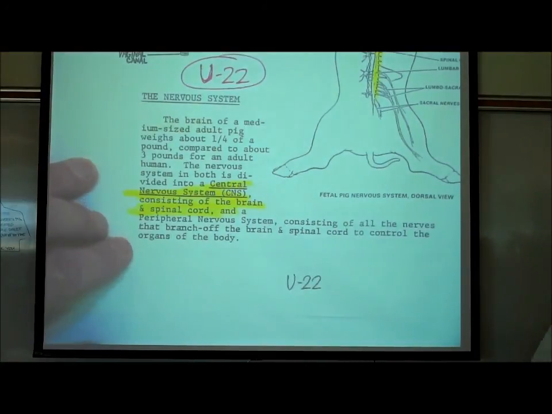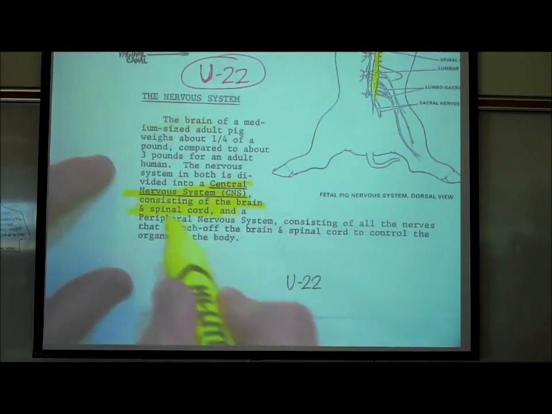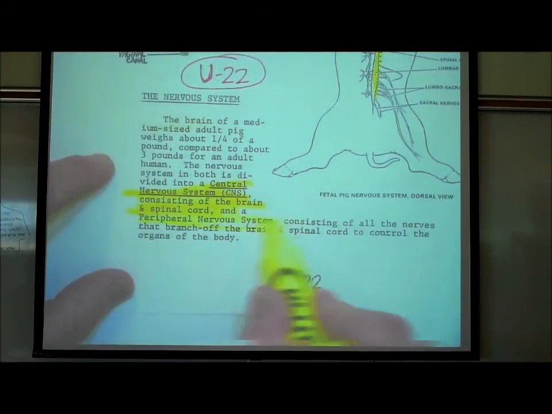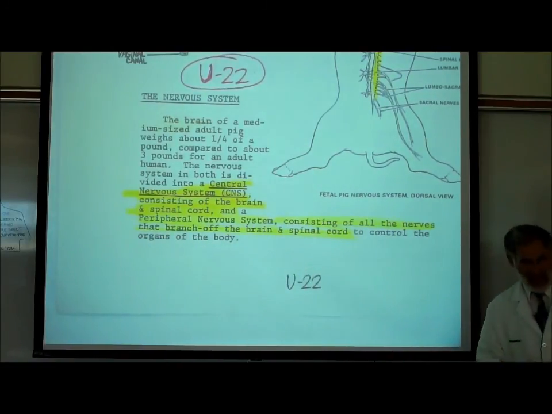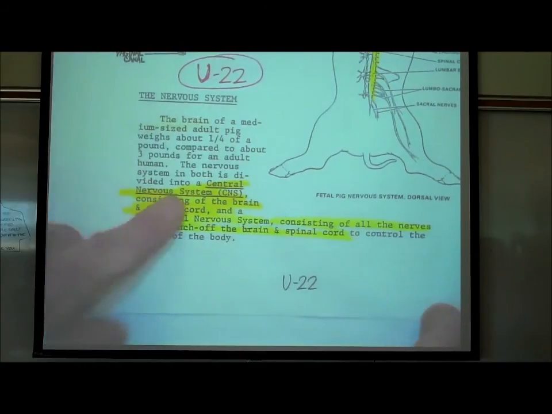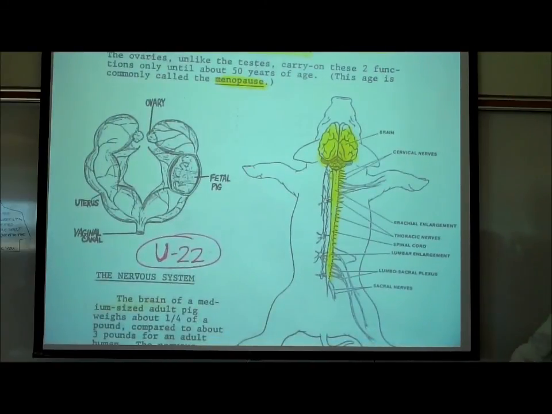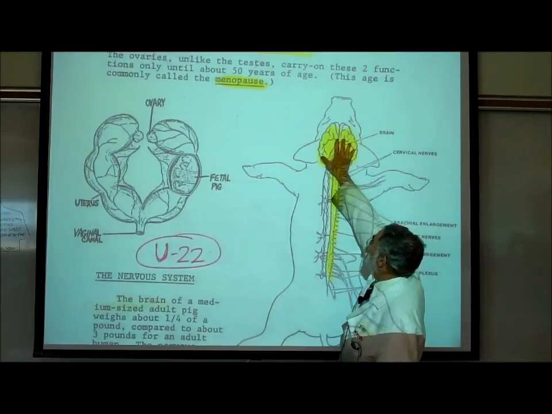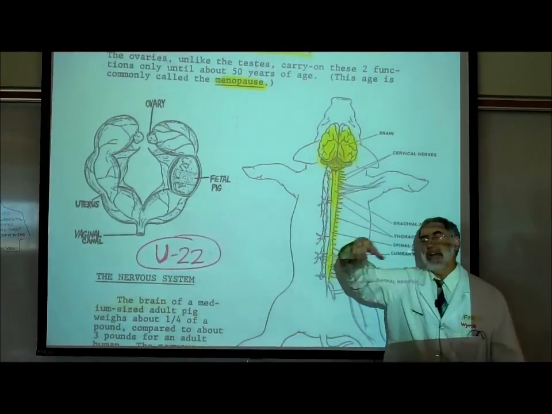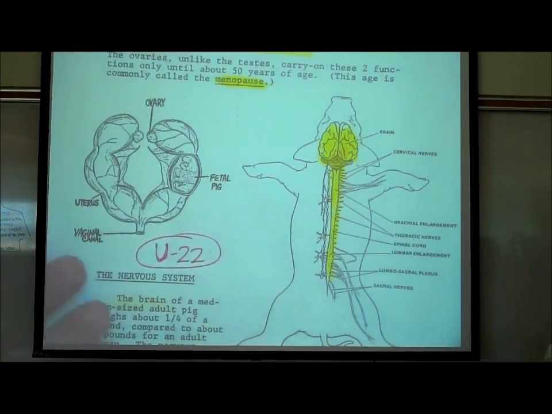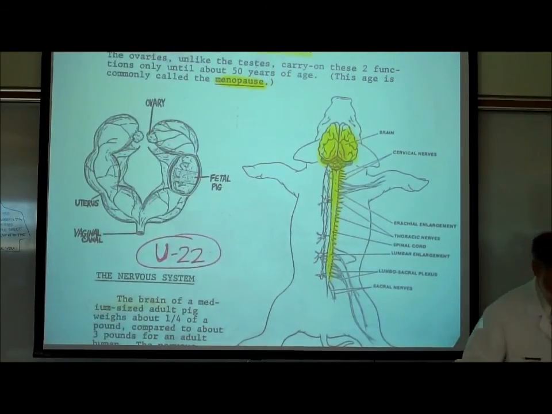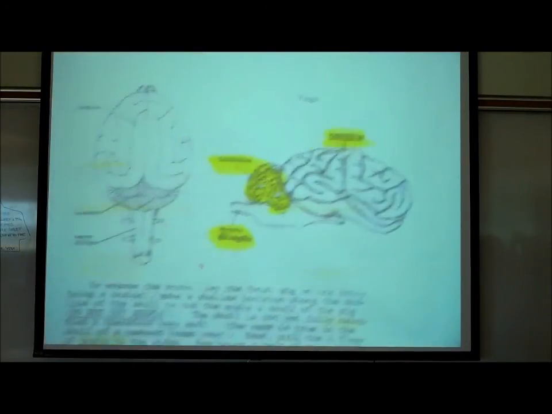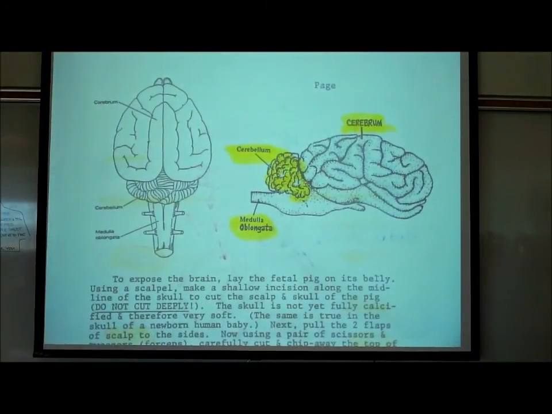And then you'll notice that what we call the peripheral nervous system refers to all the nerves branching off the brain and spinal cord. But the main thing I'd like you to know is this term central nervous system. So in fact, I highlighted here, here's the brain, here's the spinal cord. That's collectively called the CNS, or central nervous system. If you look on the next page, U23, so let's just tell you 3 parts of the brain.